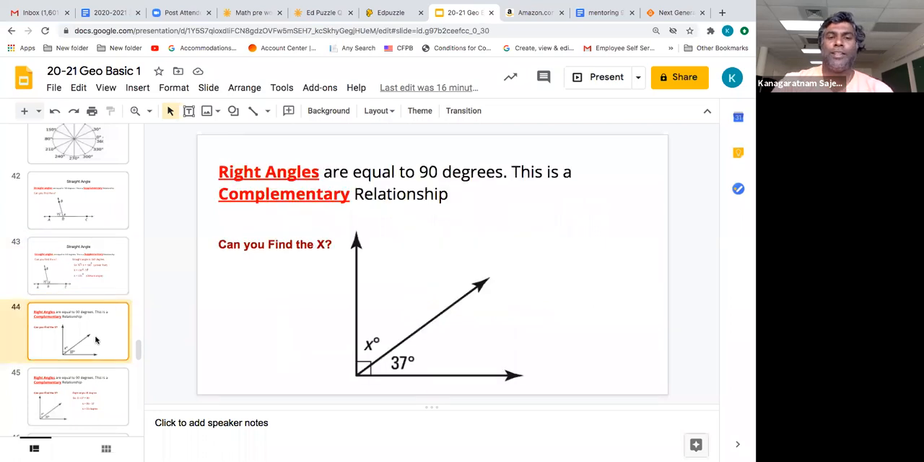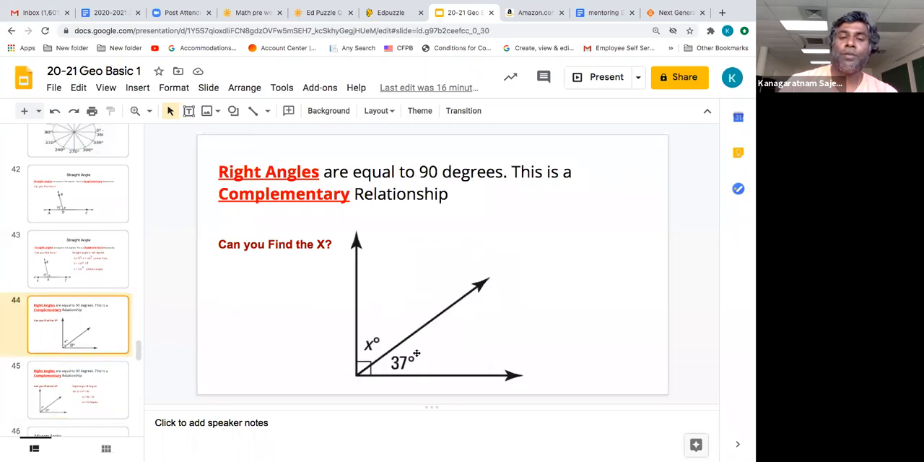This one we're going to deal with right angle and complementary angle. A right angle is 90 degrees, so you can see it. A complementary angle is if you have an angle and you add some angle, and it comes to equal 90 degrees, that angle will be called a complementary angle. In this case, we have 37 degrees. To make 90 degrees, how many degrees do we need? That's the x. Can you find it? If you find it, that is the complementary angle for 37 degrees.